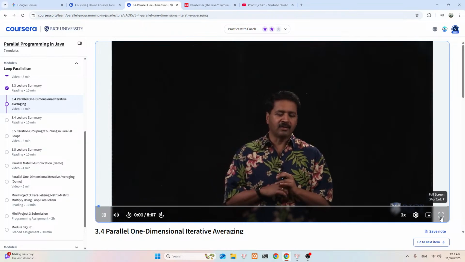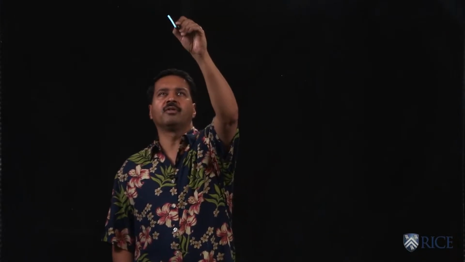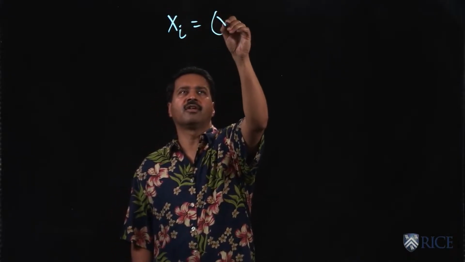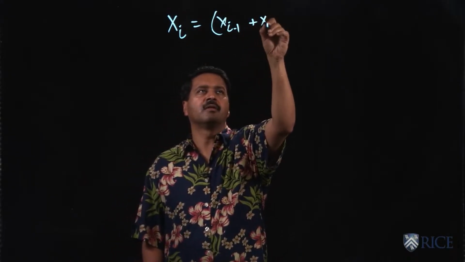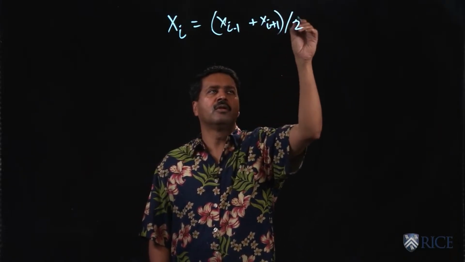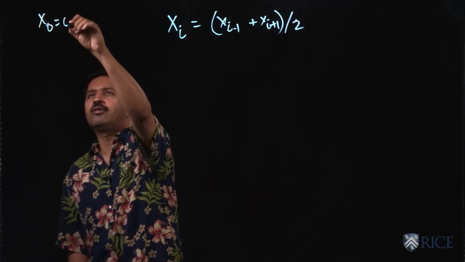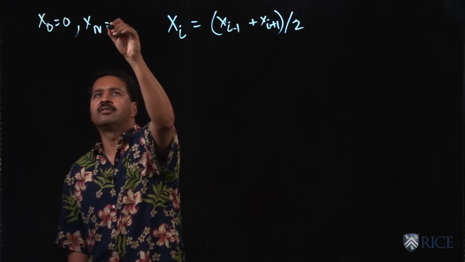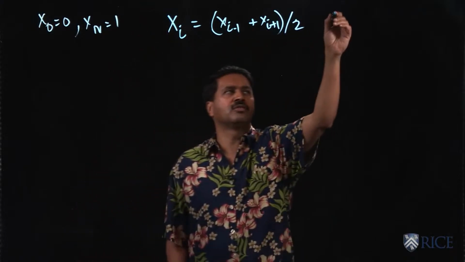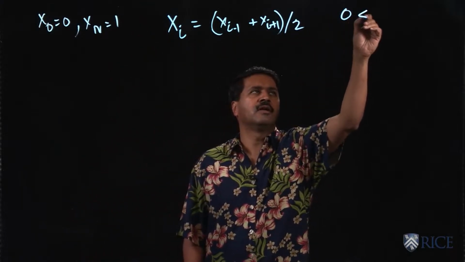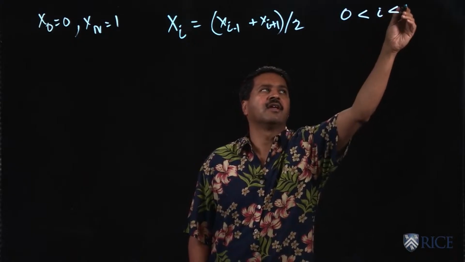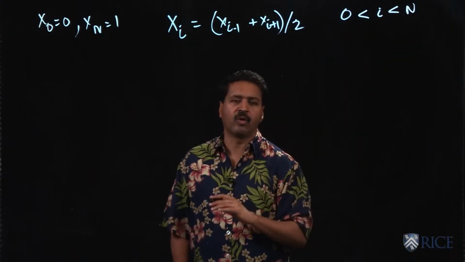Let us now look at a very simple example of a stencil computation, while in practice there are many more complicated examples like this. So the problem is as follows. Let's say we want to solve this recurrence with some boundary conditions where you have, let's say, x sub 0 is 0, x sub n is 1, and we want to do this for 0 less than i less than n. So i going from 1 to n minus 1.